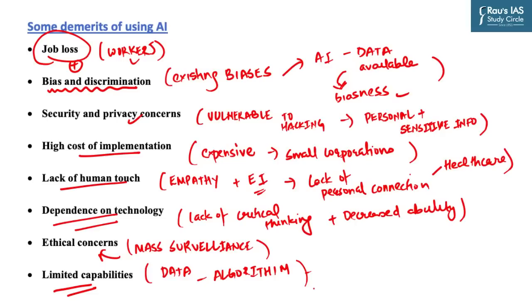Thus, in conclusion, we can understand that artificial intelligence is a rapidly advancing field and has the potential to revolutionize the way we work and live.